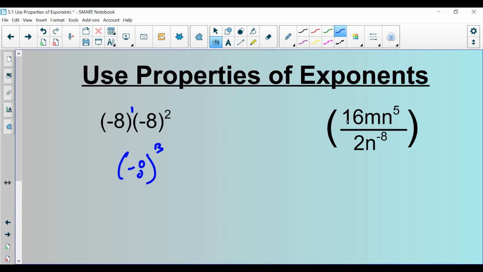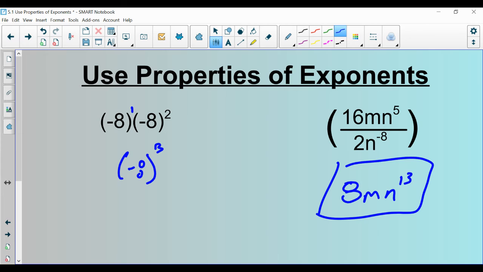Here, the coefficients like 16 and 2, when they don't have exponents, you're still going to use your normal math skills to answer these questions. 16 over 2 we know is 8. M doesn't have anything like it, so M is just going to stay put in the numerator. And then for our n's here, they have the same base and they're being divided. That means we subtract their exponents. 5 minus negative 8 is 13. And because it's positive, it's going to be in the numerator. 8mn to the 13th.